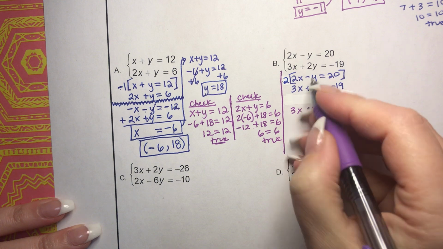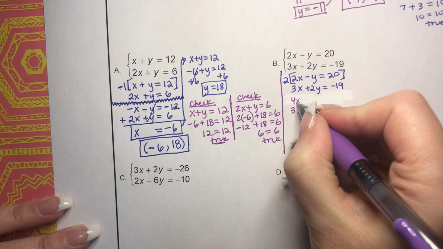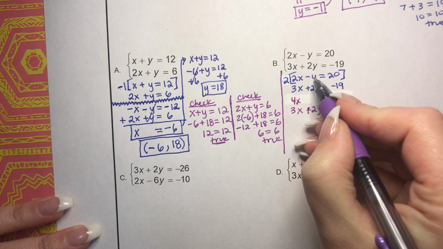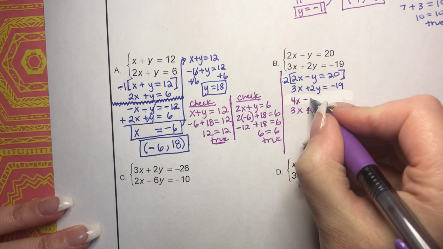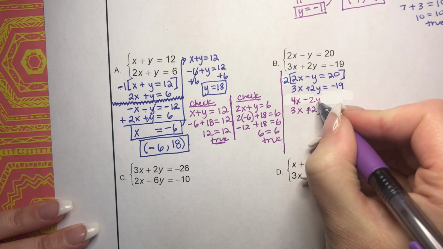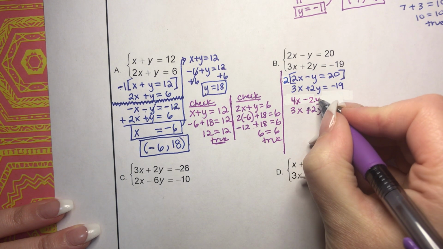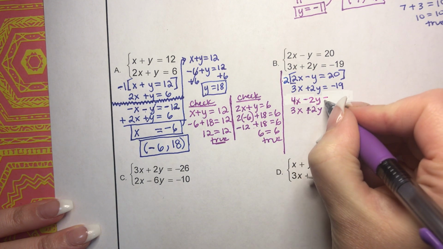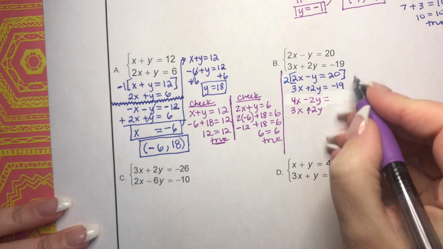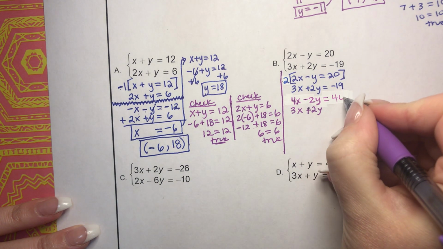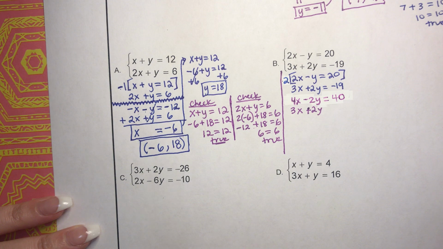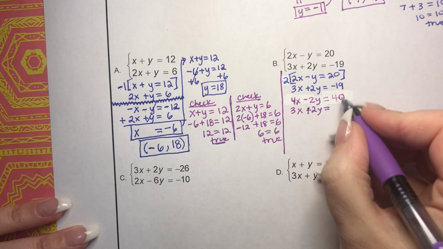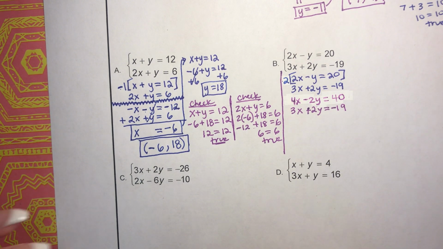So 2 times 2x is just 4x. And then 2 times negative y is negative 2y, which is what we needed the whole time. Okay, and then 2 times 20 is 40. So there we have it. Equals, I'm going to rewrite this second equation, equals negative 19.